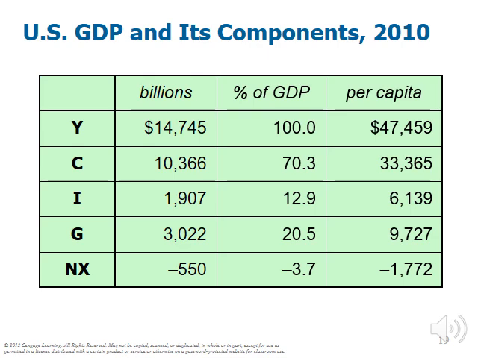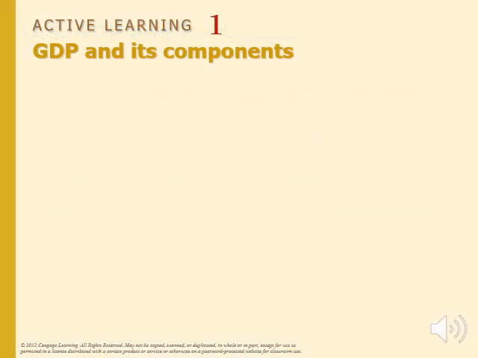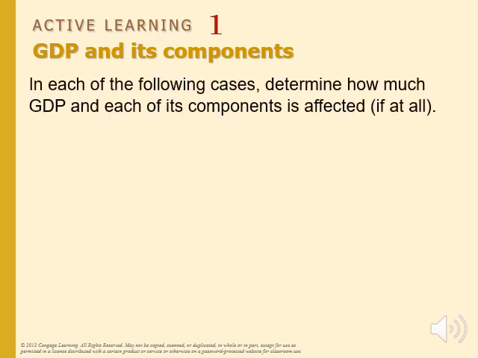Let's do a learning check and see how we're doing. GDP and its components. In the following exercise, what we want to do is try to figure out how each of these forms of expenditure would be categorized in our C plus I plus G plus net export framework.